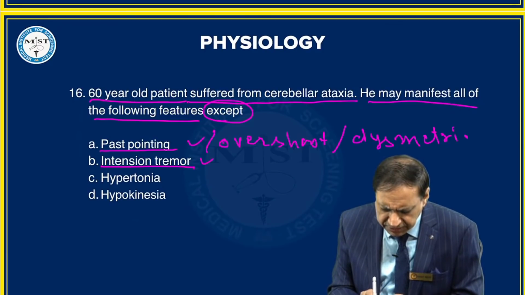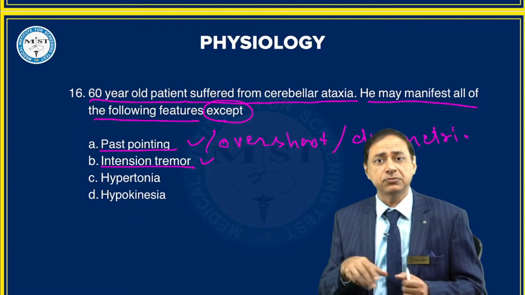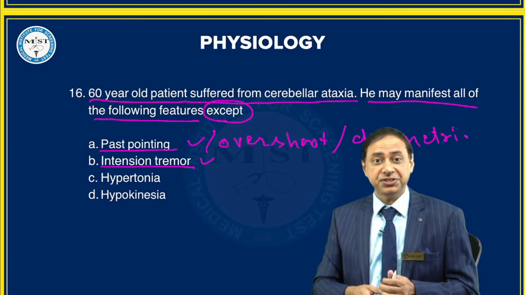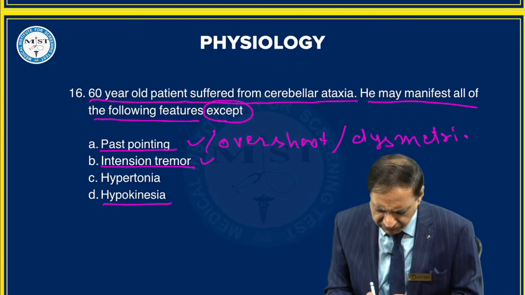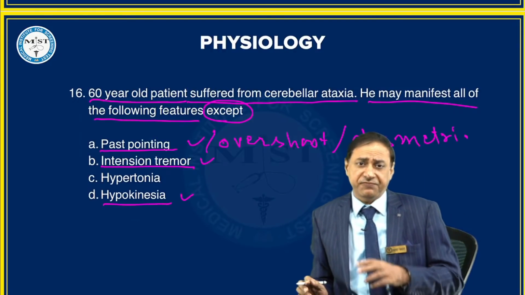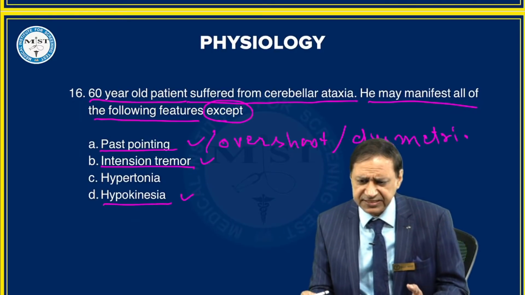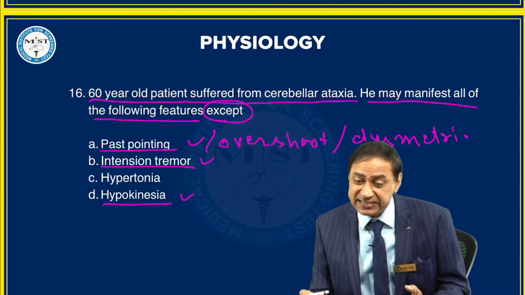Intention tremor. Yes, in cerebellar disease there is no tremor as such, but when you do something, you have tremor. No tremor as such, intention tremors. This is okay. Hypokinesia, fine. What is hypokinesia? Difficulty in initiating the movement.